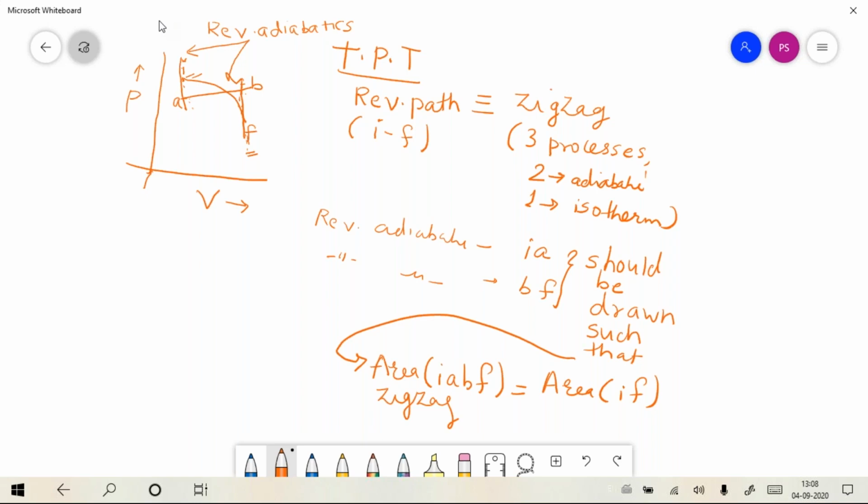You can think of one diagram on a pressure volume plot, where you can draw it in a manner such that you keep the area under I to F equal to the area under IABF. It's a matter of construction. I have not drawn it proportionately, but you can draw it in your notebooks and make sure that the area under IABF is equal to the area under I to F.